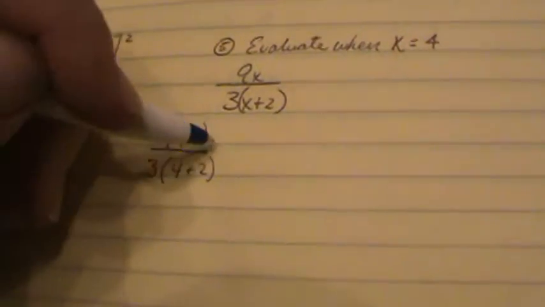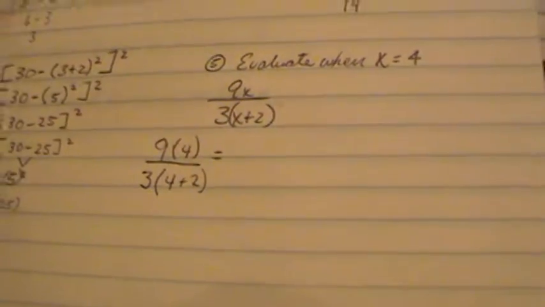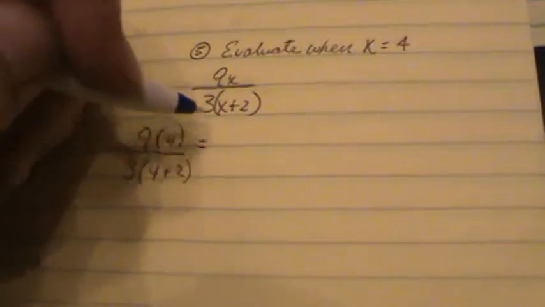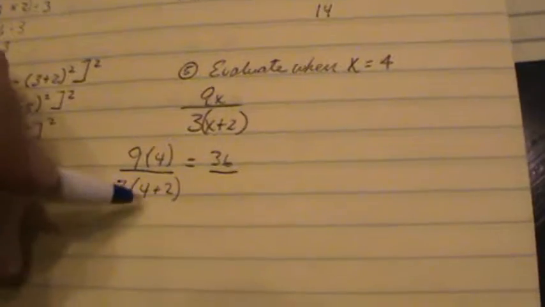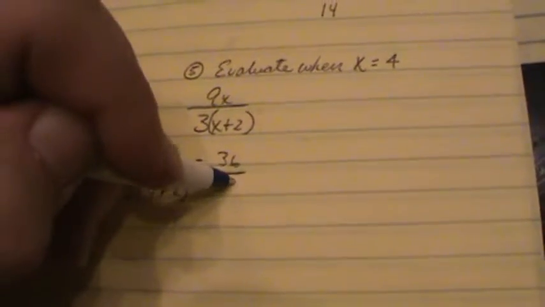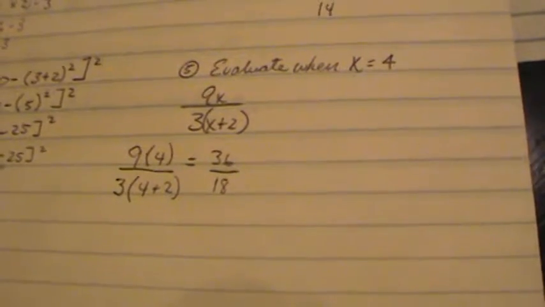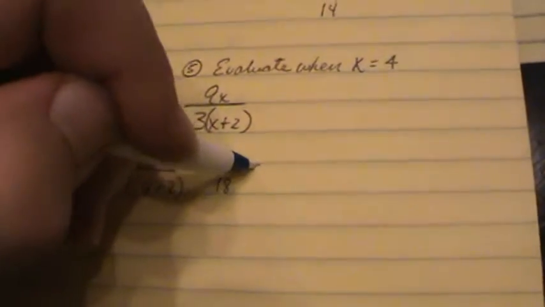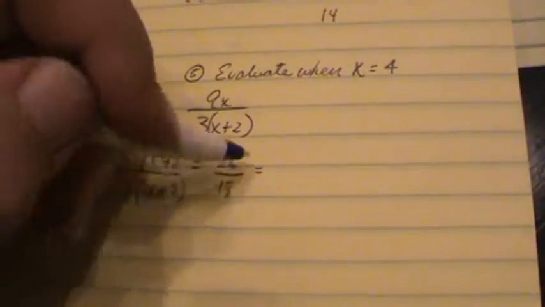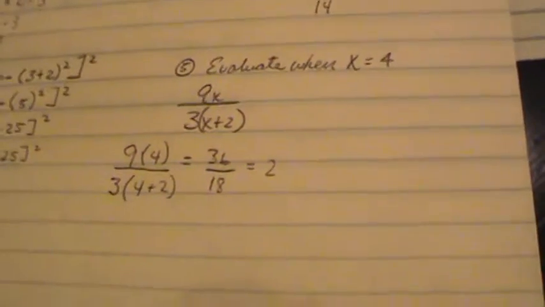So now I'm going to go to my next step. 9 times 4 would be 36 over 4 plus 2 is 6, so 6 times 3 is 18. And then after you do that, I'm going to do the division problem. 36 divided by 18 is 2.